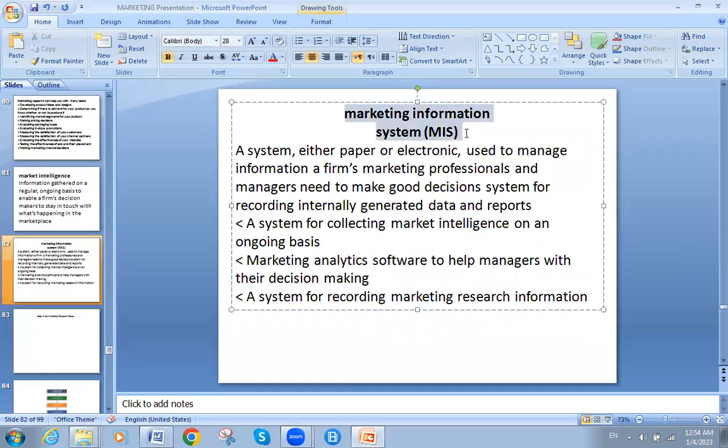The marketing information system is also one of the parts which will help us in marketing research. A marketing information system is a system, either paper or electronic, manual or electronic, used to manage information the firm's marketing professionals and managers need to make good decisions: systems for recording internally generated data and reports, a system for collecting market intelligence on an ongoing basis, and marketing analytics software to help managers with decision making. So these are reasons why we use the marketing information system, a system of recording marketing research information.